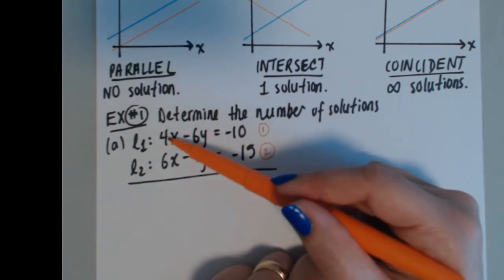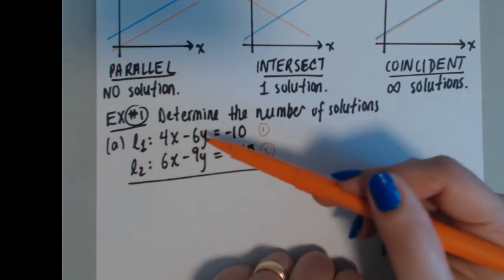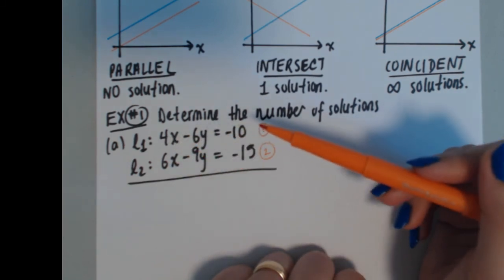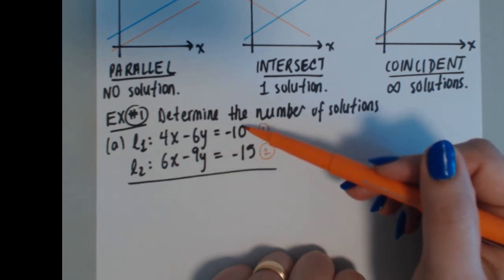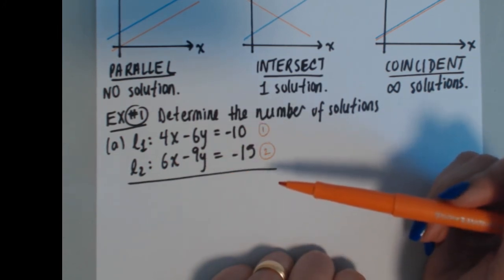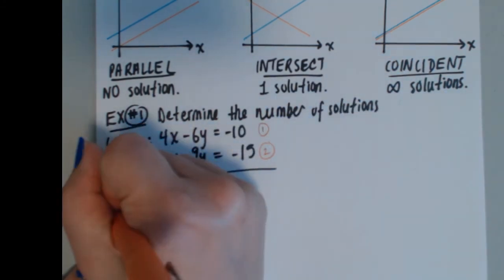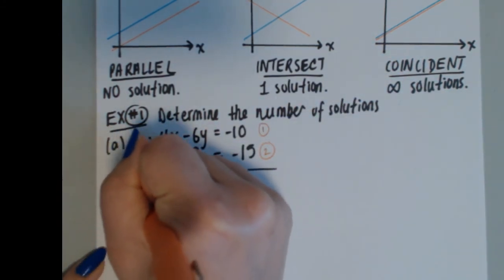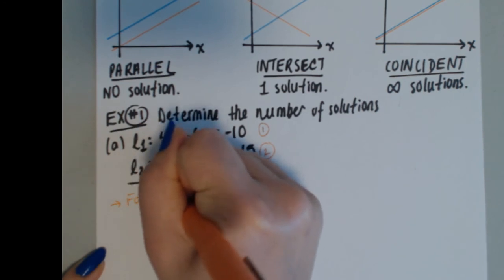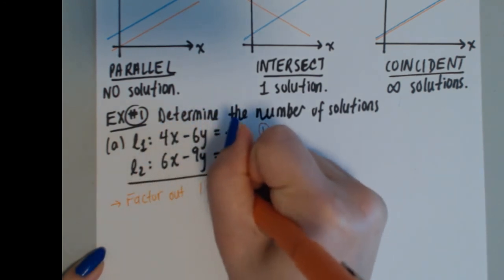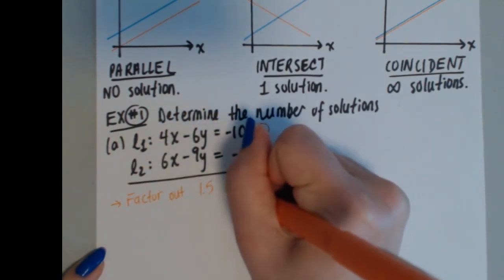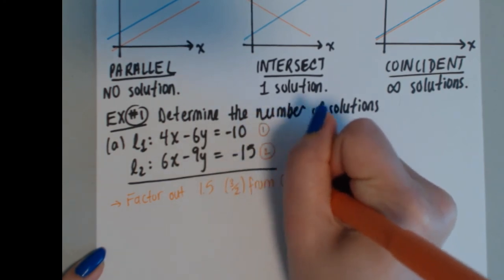So if you take 4, how do you get from 4 to 6? I have to multiply by 1.5. How do I get from -6 to -9? I have to multiply by 1.5. How do I get from -10 to -15? Same factor of 1.5. So looked at this a different way, what I can do is factor out 1.5 or 3/2 from equation 2.